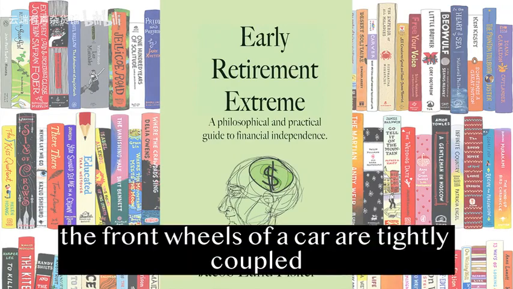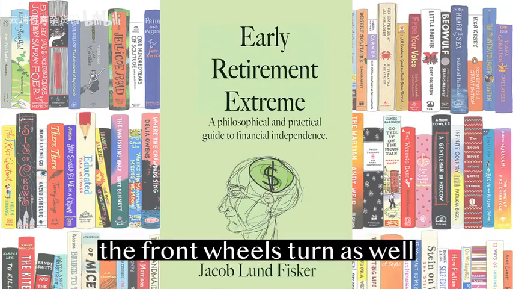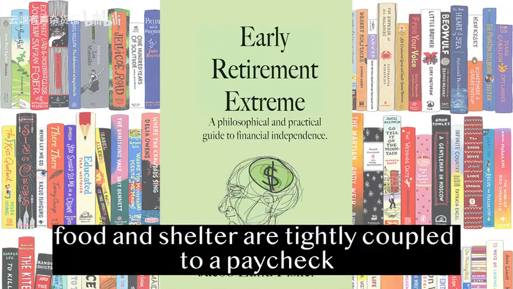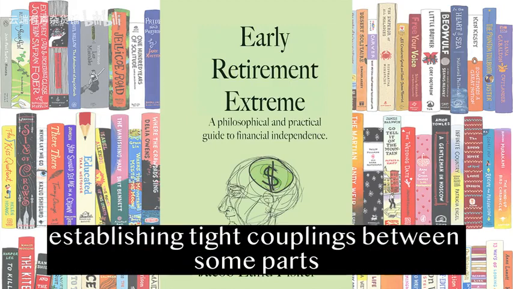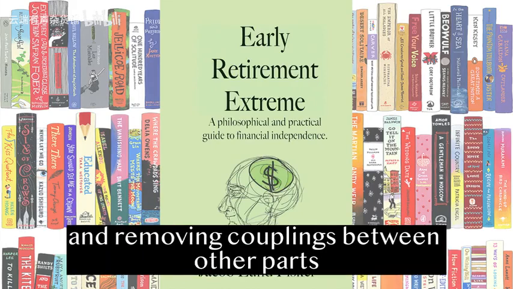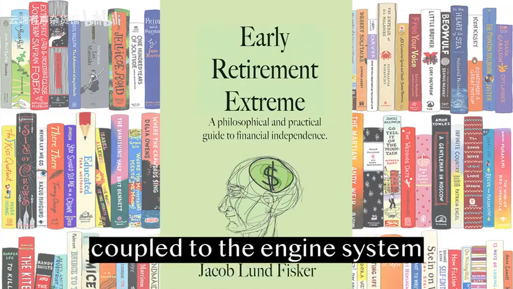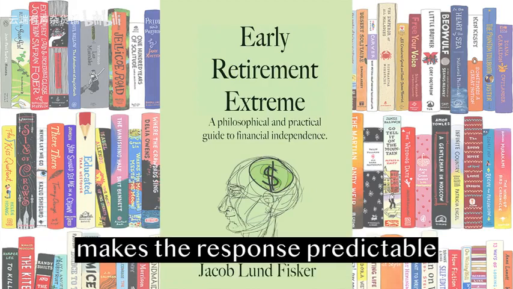For instance, the front wheels of a car are tightly coupled to the steering wheel, which is good. When the steering wheel turns, the front wheels turn as well. For a consumer, food and shelter are tightly coupled to a paycheck, which is not good. Much effort and engineering goes into establishing tight couplings between some parts, for example, the steering system mentioned earlier, and removing couplings between other parts, for example, not having the steering system coupled to the engine system. A tight coupling or a complete lack of coupling makes the response predictable.